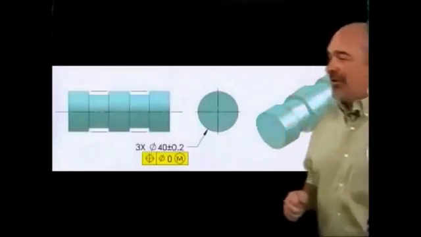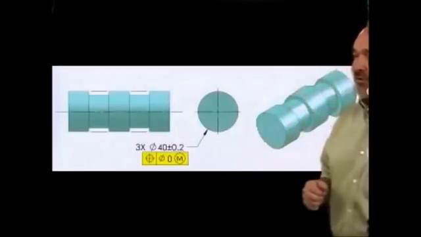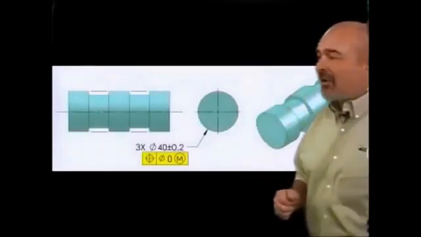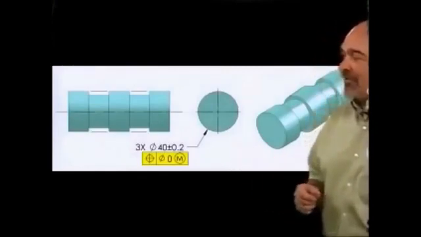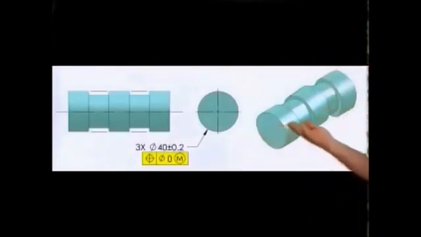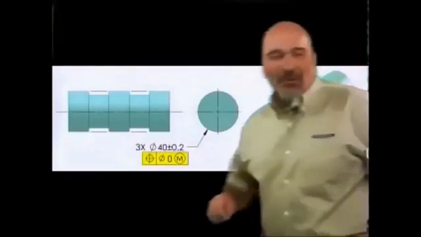On this next drawing, I have three separate cylinders. They all have the same size, but if I didn't have that position tolerance there, I could end up with a part that looks like this. So, we need to make sure that we apply geometric tolerances when we want features to be coplanar or coaxial. In other words, lined up.